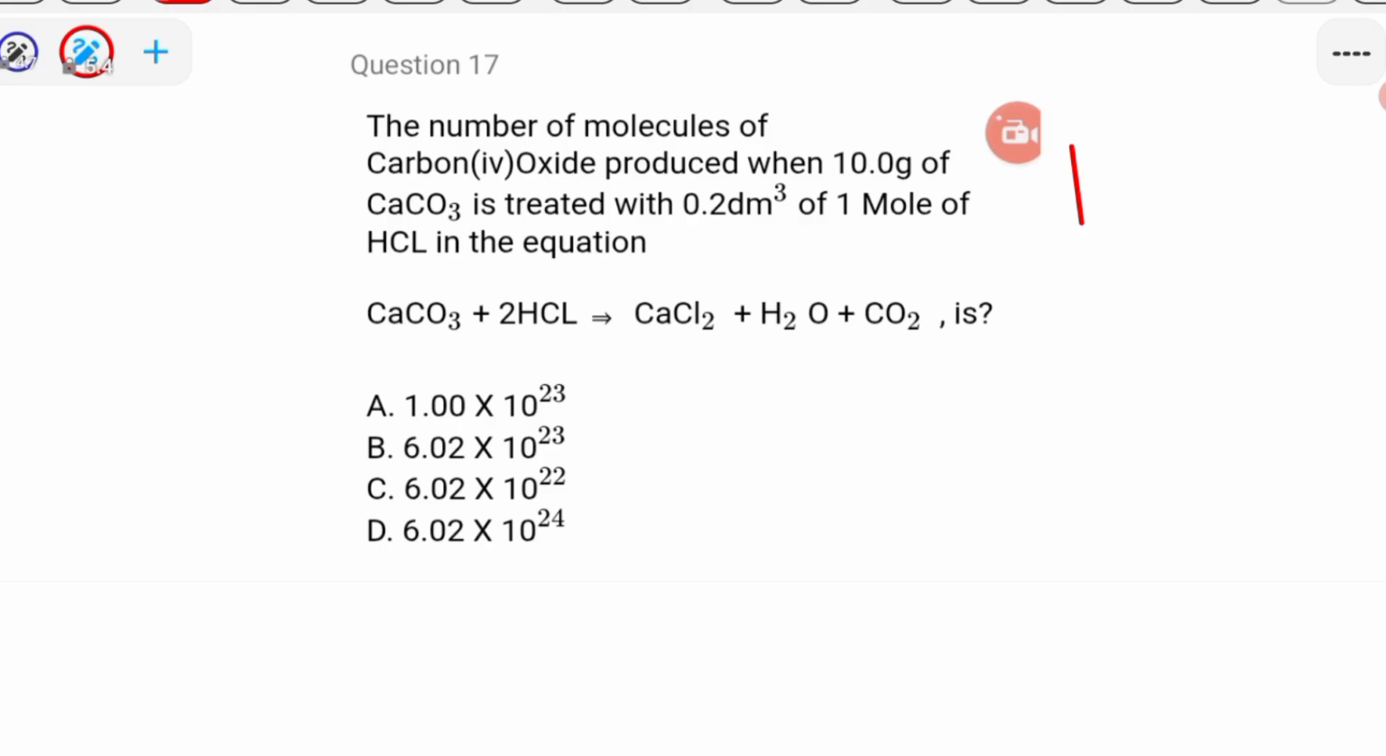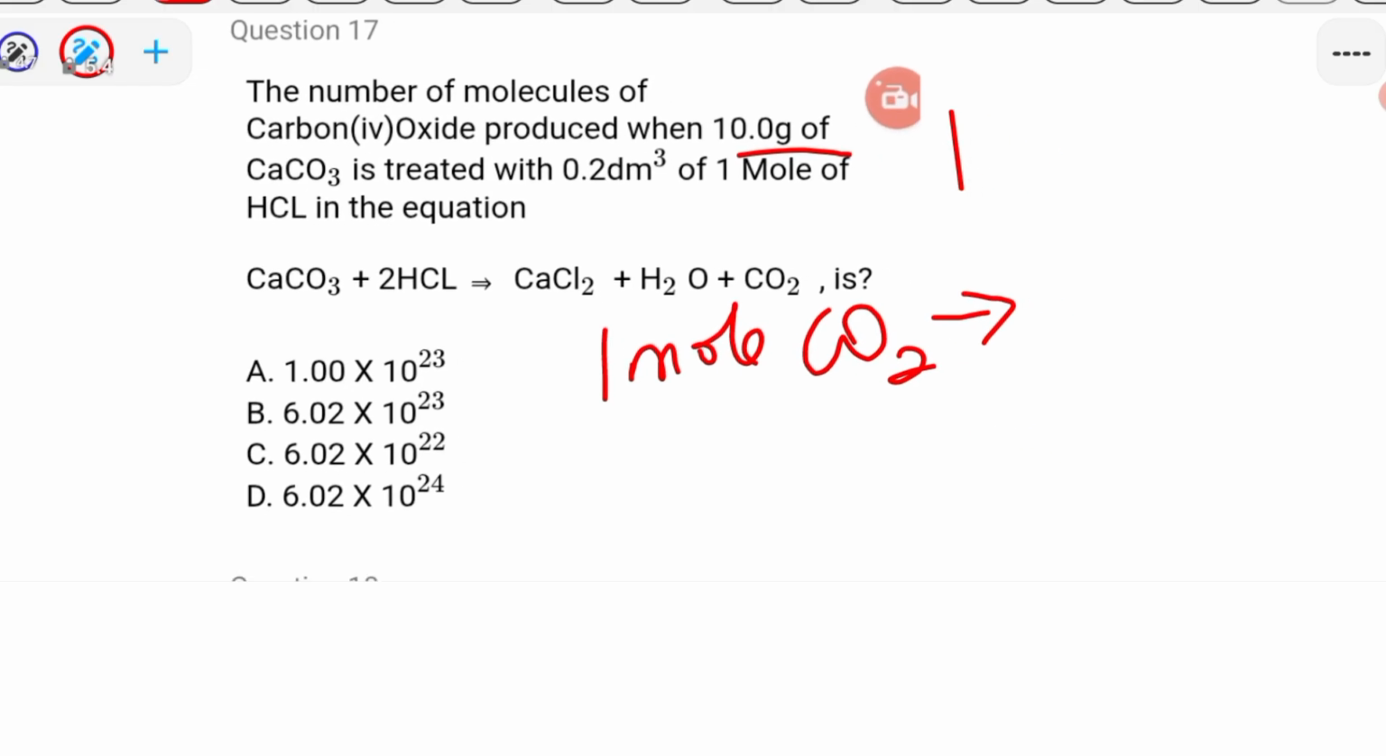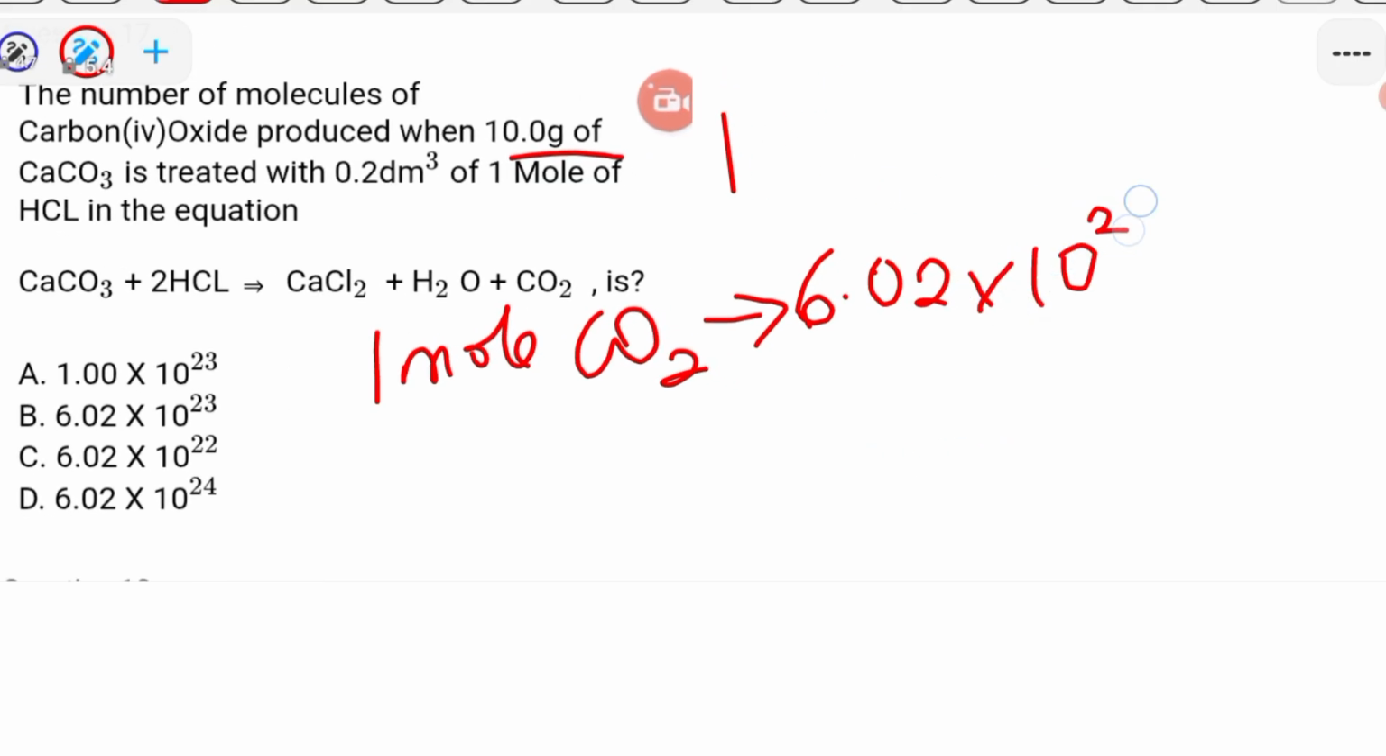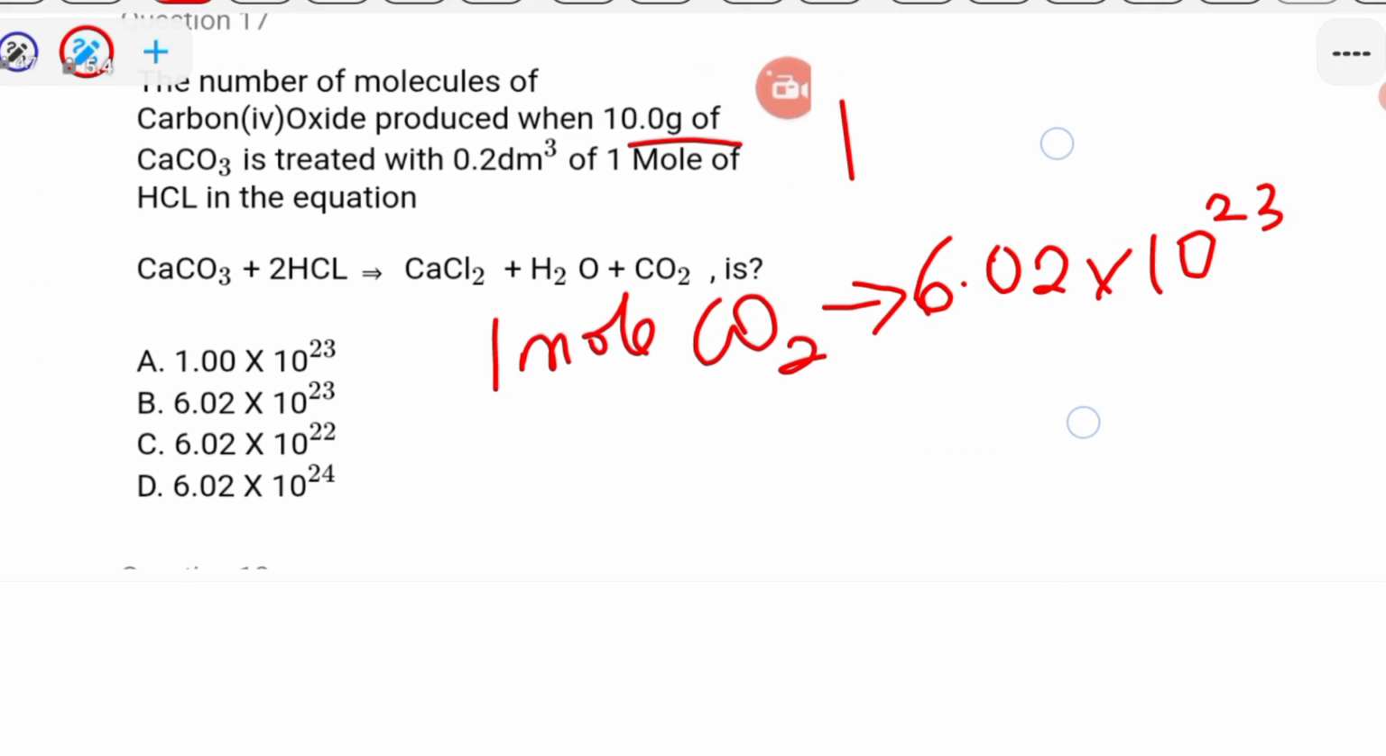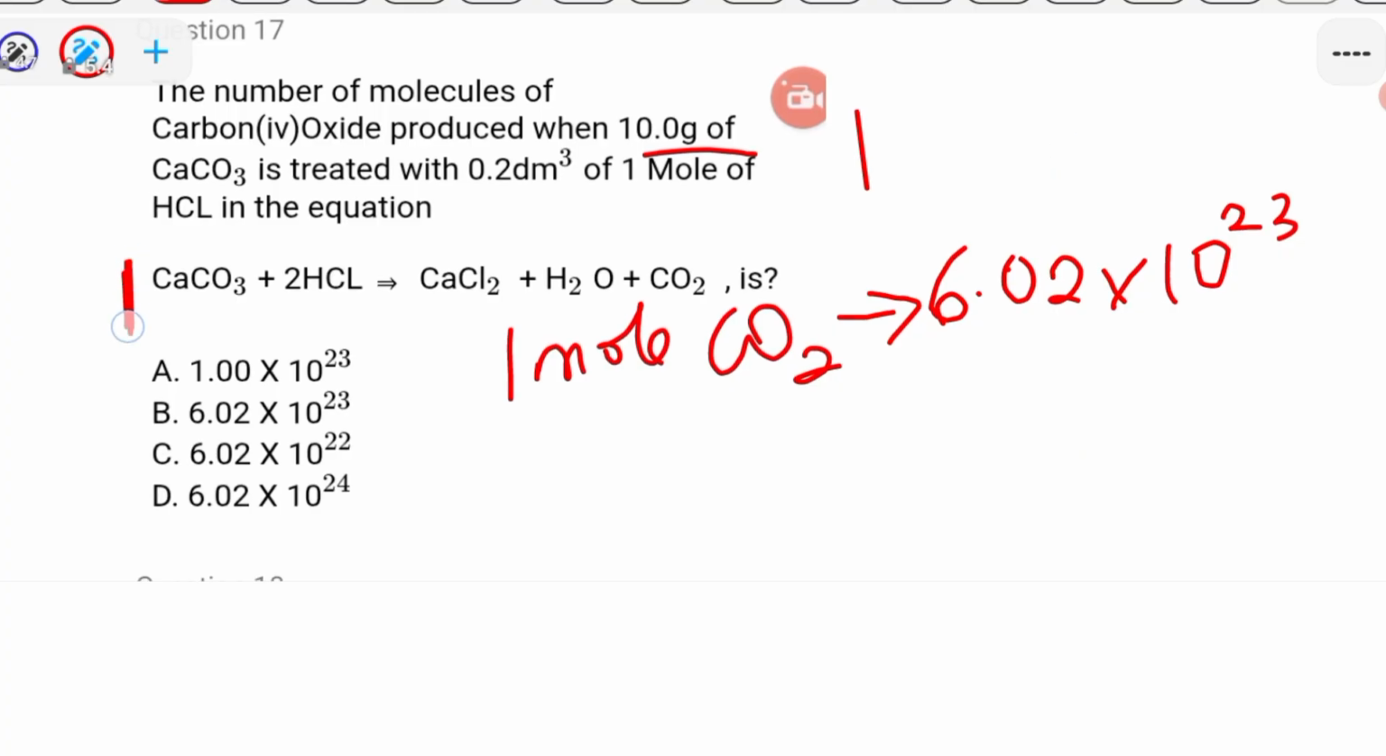The next one is the number of molecules of carbon dioxide produced when 10 grams of CaCO3 is treated with 0.2 dm³ of 1 mole of HCl in the equation. So they're giving you the equation already. You're looking for the number of molecules of CO2 produced. You can see that it is 1 mole from here, there's an imaginary 1 here. So it is 1 mole of CO2, and 1 mole of CO2 will contain the Avogadro number, which is 6.02 times 10 to the power 23 molecules. From this equation, there's also an imaginary 1 here. It is 1 mole of CaCO3 that is producing 1 mole of CO2.